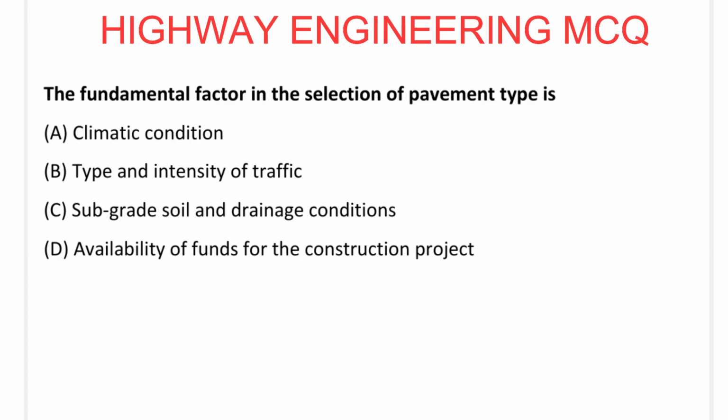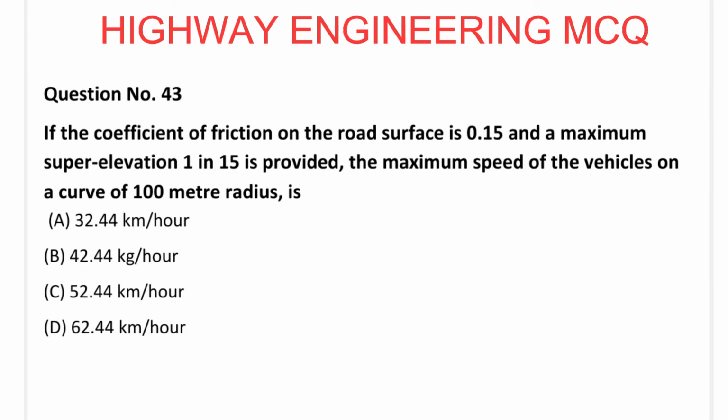So next question, the fundamental factor in the selection of pavement type is: A, climatic condition; option B, type and intensity of traffic; option C, subgrade soil and drainage conditions; option D, availability of funds and the construction project. So the correct answer is B, type and intensity of traffic.